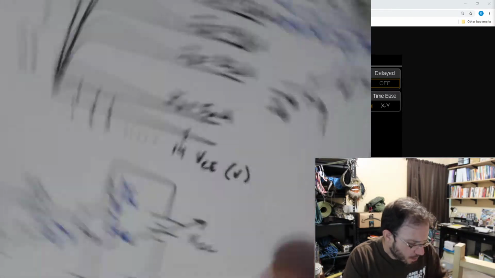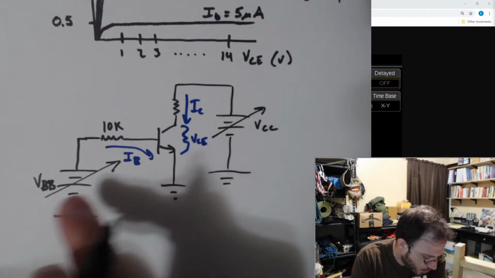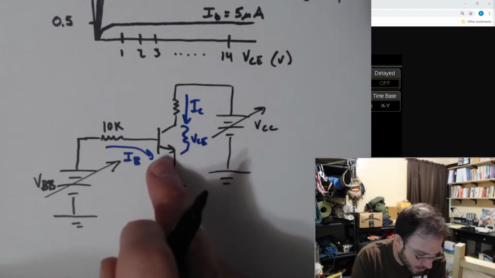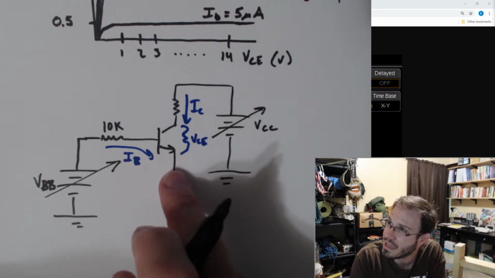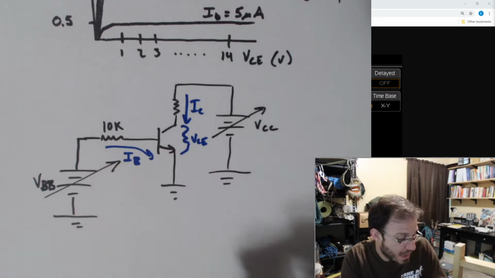And how do we pick that? Well, of course, the base current is equal to whatever VBB is minus the voltage drop between the base and the emitter, divided by the resistance, which gives us that base current.